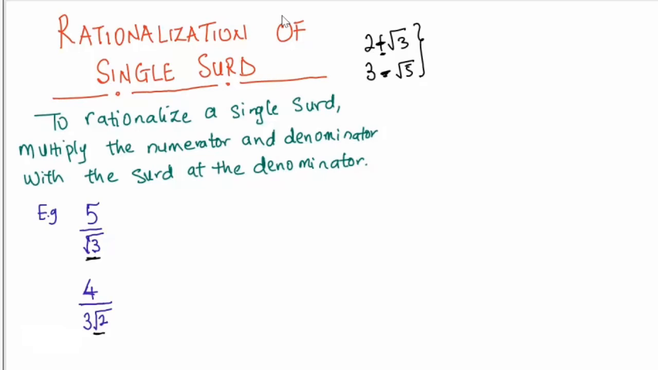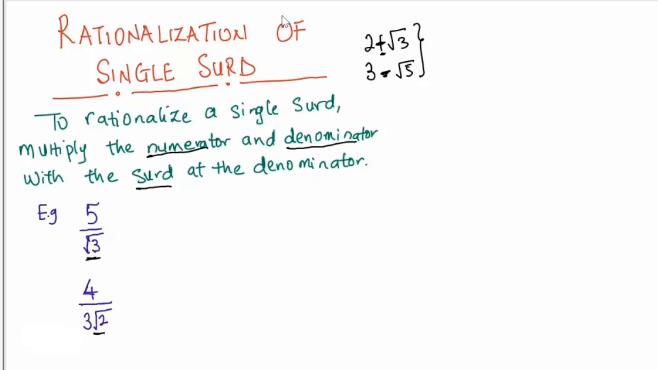So in essence, when you have a surd as a single surd, the simple way we are going to rationalize it is by multiplying the numerator and then the denominator with the surd. So when you have a single surd, just a surd that is not attached with either addition or subtraction, you are simply going to use that surd to multiply the numerator and denominator.